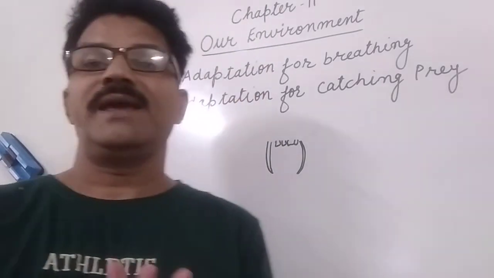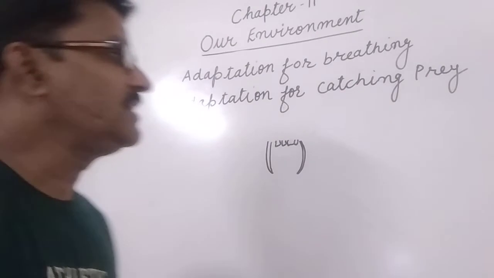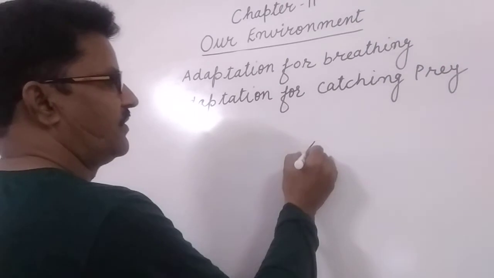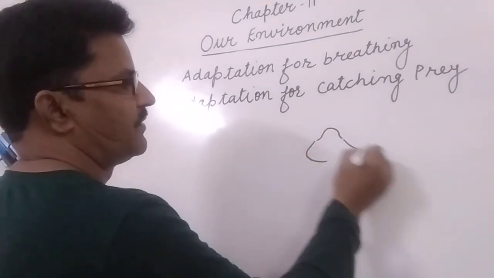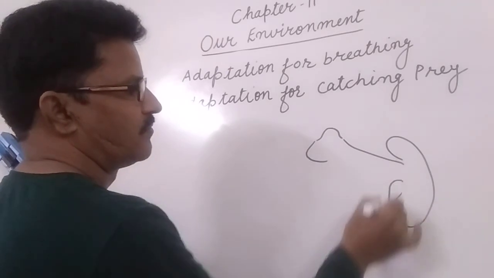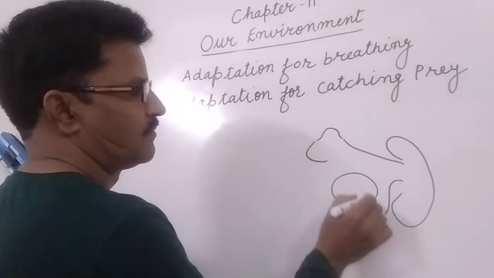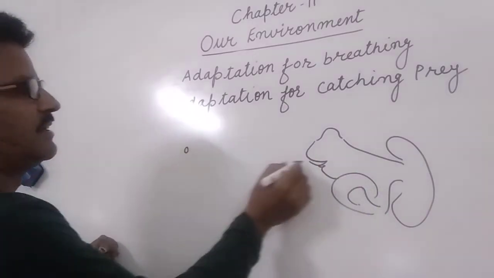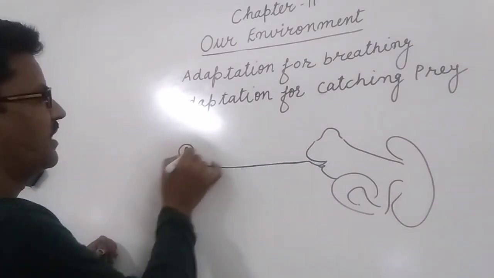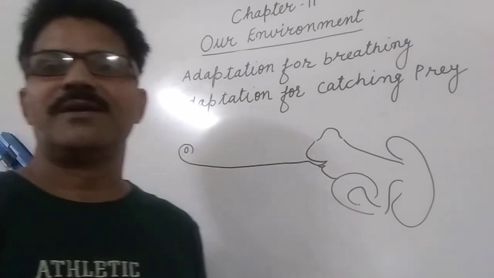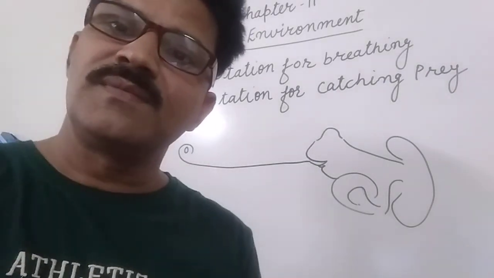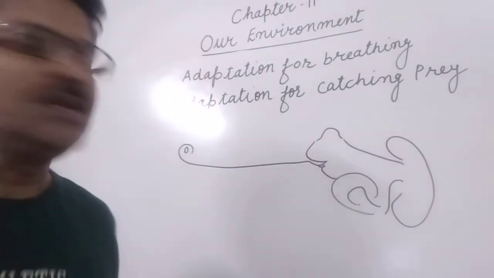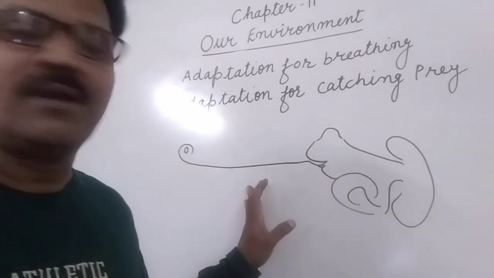Animals like the chameleon and frog have a sticky tongue. Suppose one frog is sitting here, and with the help of the tongue, it takes its prey. Okay, so they have a sticky tongue to catch their prey.